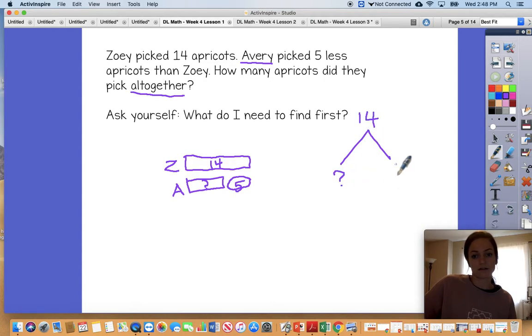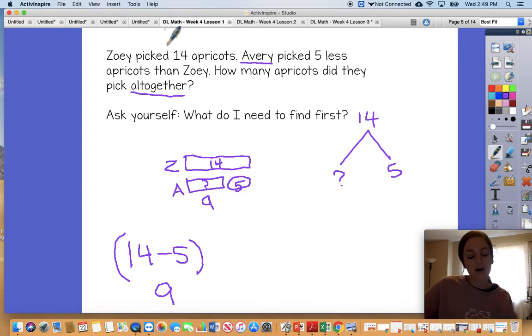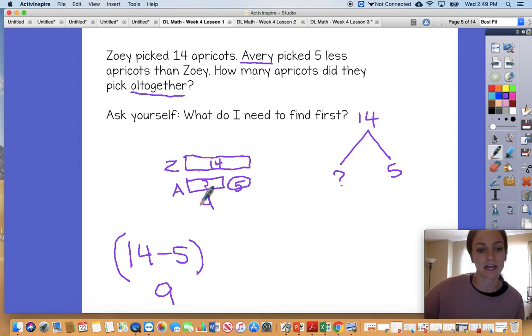14. Okay, what plus 5 will give me 14? 9, right? So Avery picked 9. So what we just did is we said 14 minus 5. That was the first part of our equation, so I'm going to put it in parentheses. Okay, and we figured out that Avery picked 9. Okay, and then it asks how many apricots they picked in all. Okay, so if I know that Avery picked 9 and Zoe picked 14, how am I going to figure out how many they picked all together?